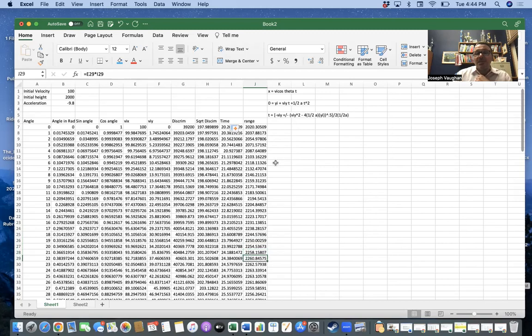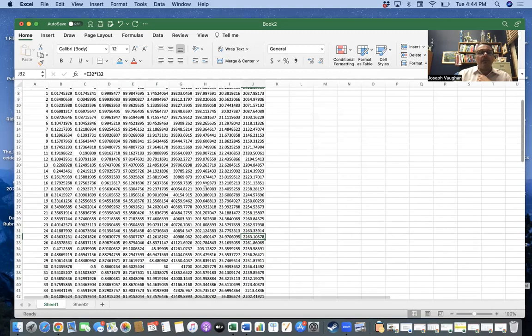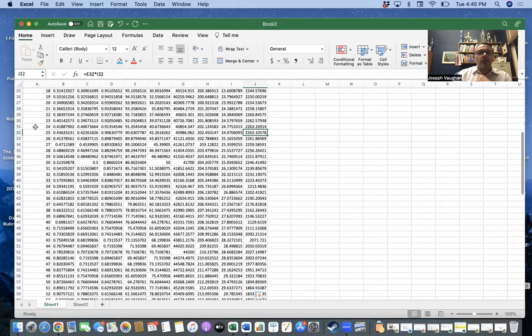2258, 2260, 2262. Okay. And you'll notice I hit a peak at about 24, but I don't know exactly where the peak is. I know it's somewhere between 23 and 25. Okay. But what I can do here is get more granular with this.